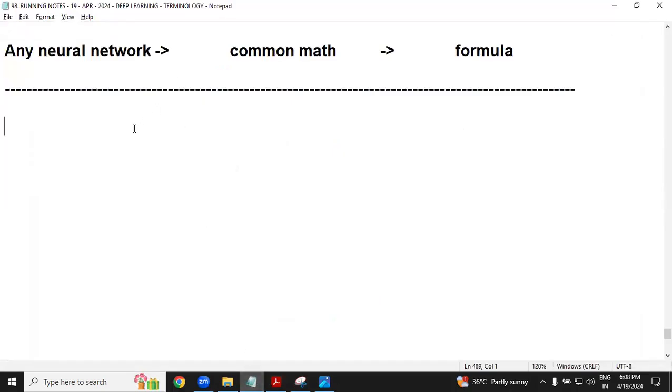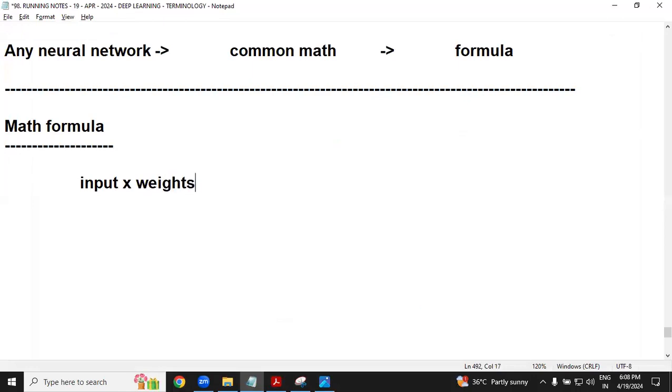And what is the common math formula in neural network? I need an input. Input is multiplying with what exactly? Weights. Then it is summing with what exactly? Bias. Then finally we are getting what exactly? Output. Keep in mind that input is multiplying with weights and it is summing with what exactly? Bias actually. I hope you understand.